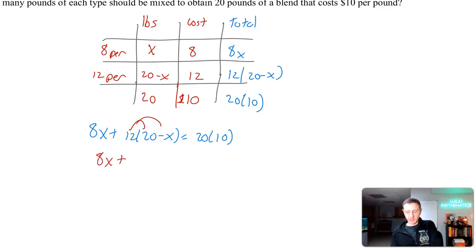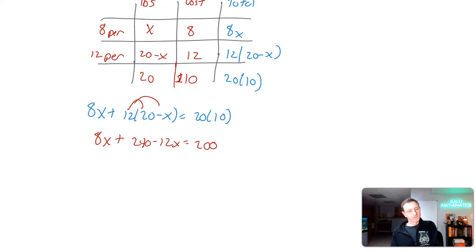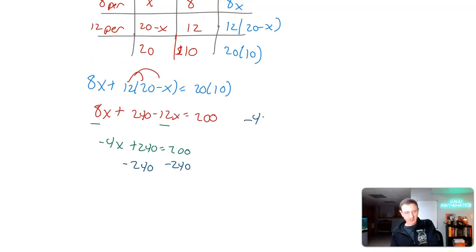Solving exercise, so 8x plus 12 times 20 is 240, minus 12x equals 20 times 10, and that gives us 200. See, an 8x minus 12x, that's a negative 4x, plus 240 equals 200, minus 240. So I get negative 4x equals 200 minus 240 is negative 40, divided by negative 4, x equals 10.